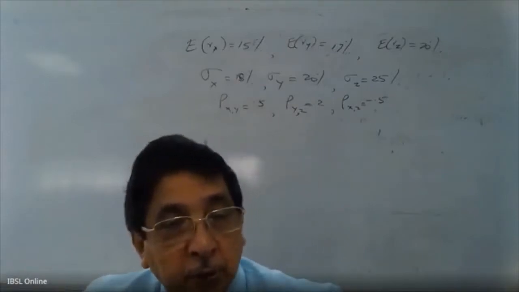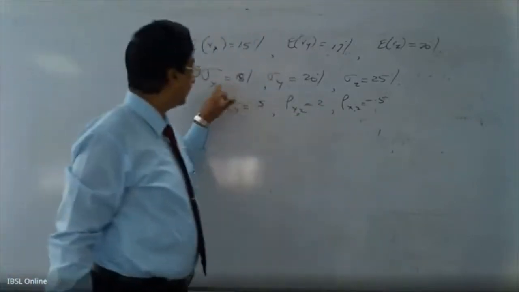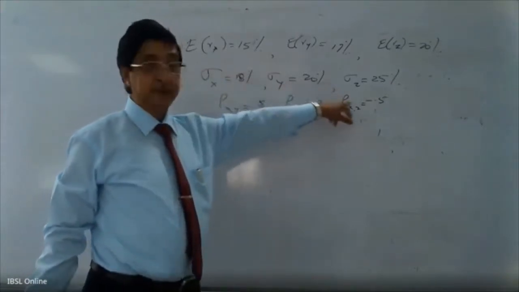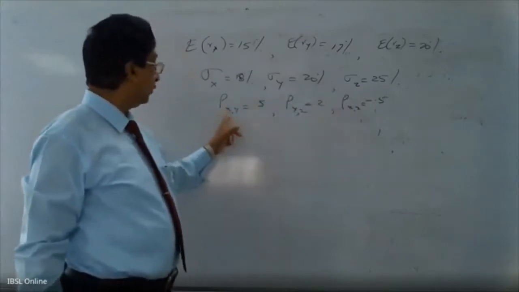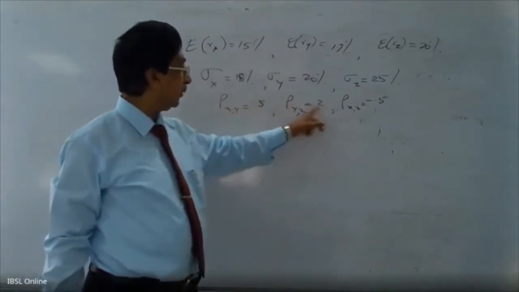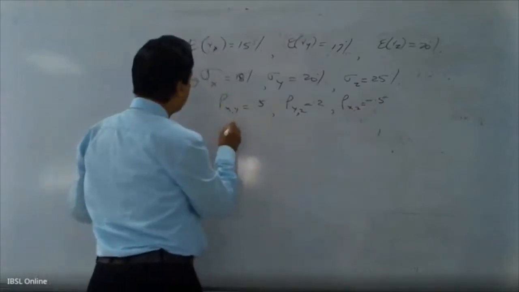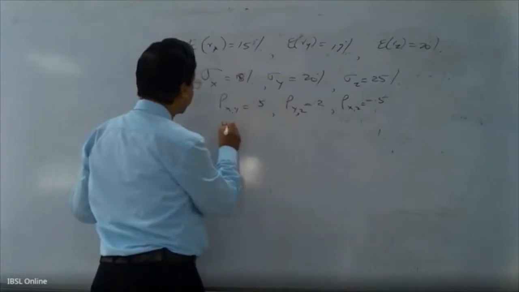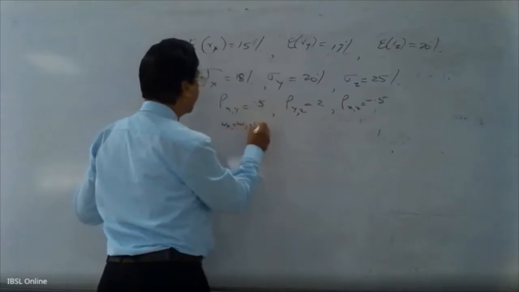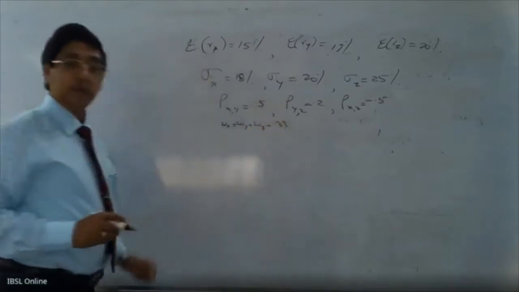Right. Now the standard deviations are also given. Standard deviation of X is 18%, standard deviation of Y is 20%, and standard deviation of Z is 25%. And the correlation coefficients are given: between X and Y 0.5, Y and Z 0.2, X and Z minus 0.5. The weights, of course, WX, WY, and WZ equal 0.33.